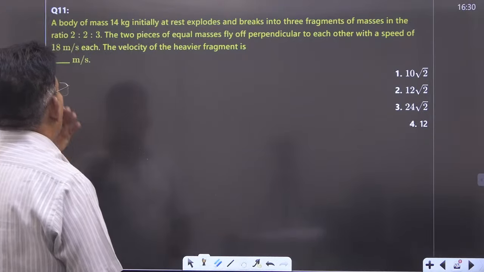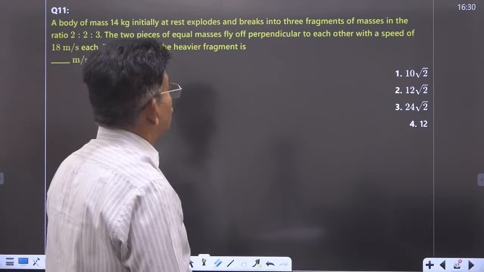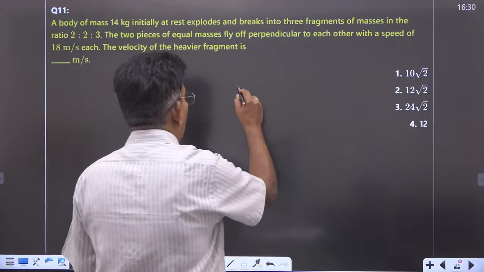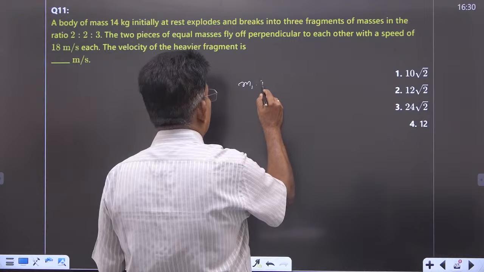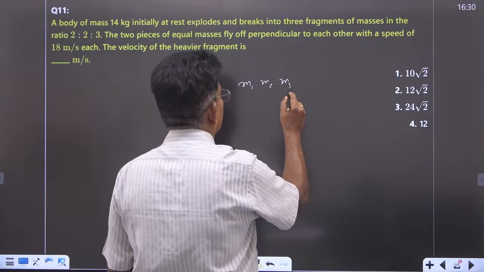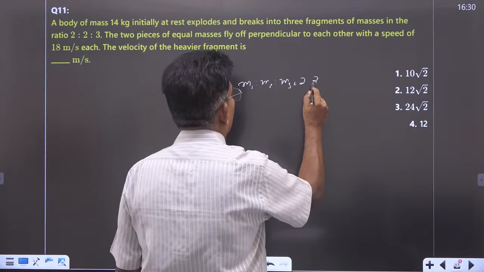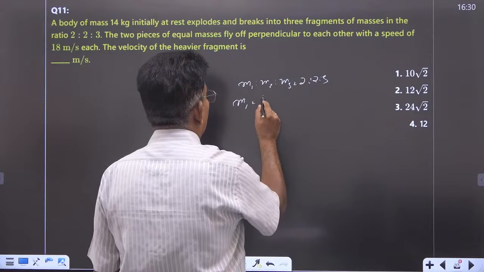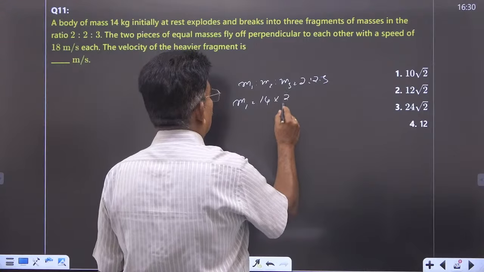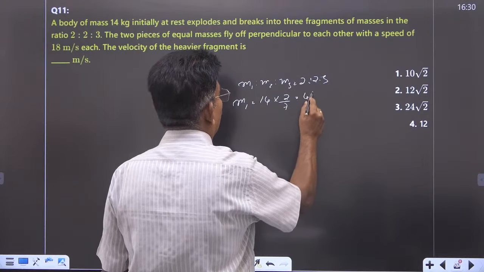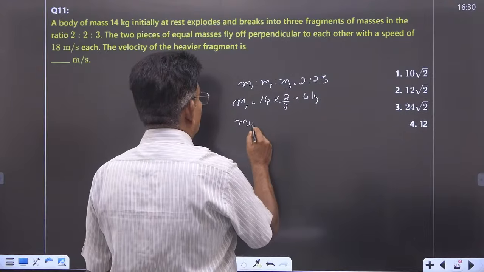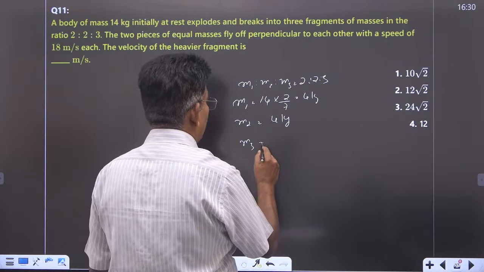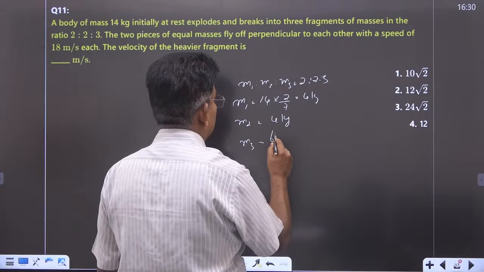Next, a 14 kilogram mattress explodes and breaks into 3 fragments of masses in the ratio 2:2:3. So M1 is to M2 is to M3 is 2:2:3. Therefore, M1 will be the total mass 14 into 2 by 7. That comes to be 4 kilogram. Similarly, M2 is the same, also 4 kilogram. Therefore, M3 will be 4 plus 4, 8, that is 6 kilogram.